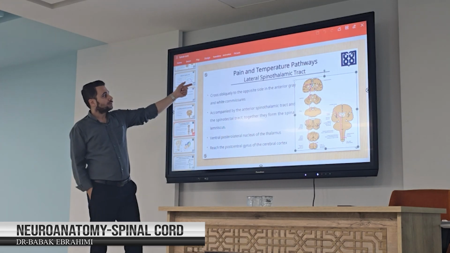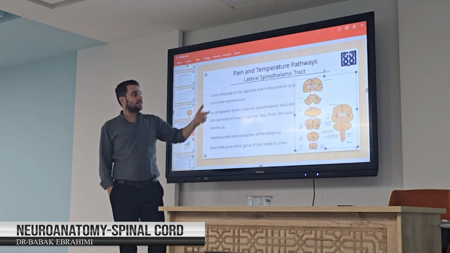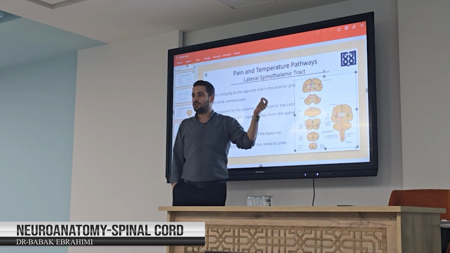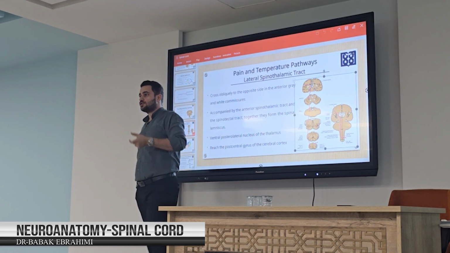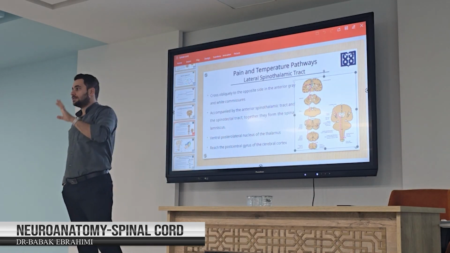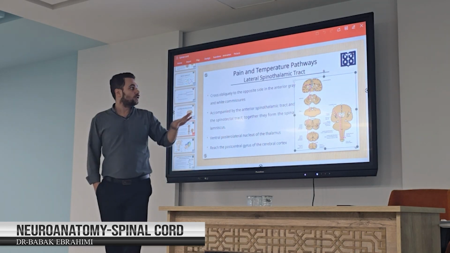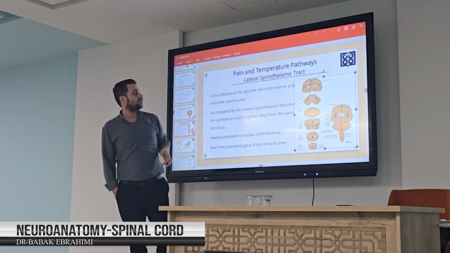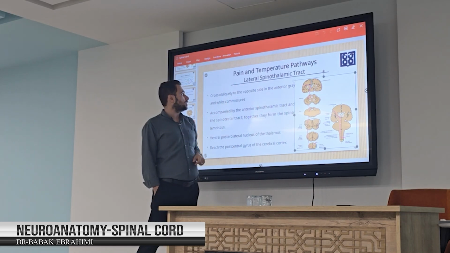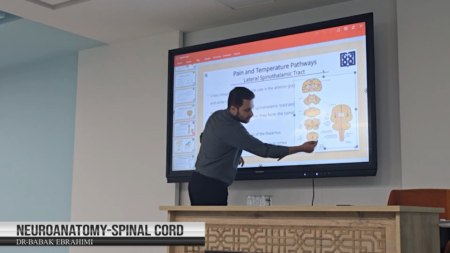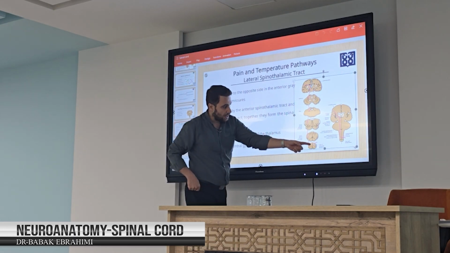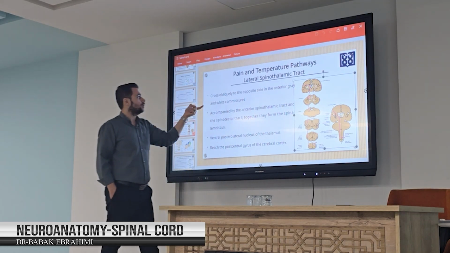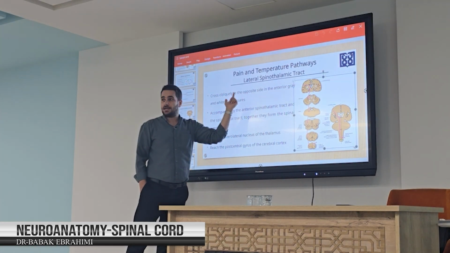So, the pain and temperature pathway. The name of the tract is the lateral spinothalamic. Spinothalamic shows that it is ascending. It starts from the spine and goes to the thalamus. You will study what the thalamus is and where its location is. So we have the lateral spinothalamic tract. You are seeing it comes to the spinal cord, crosses and goes to the other side, then goes upward to the thalamus. I wrote it for you: cross obliquely to the opposite side.